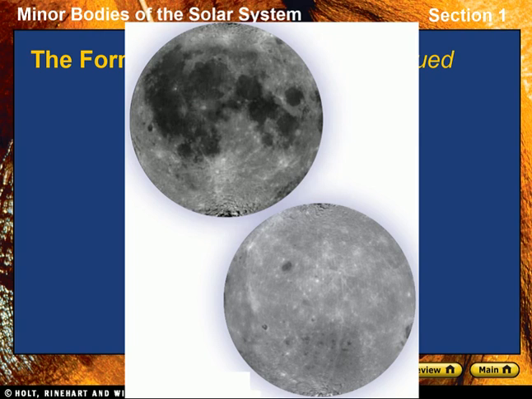Because the moon's crust is thinner on the near side than on the far side, much more lava flowed onto the surface on the near side than onto the surface of the far side of the moon. The near side of the moon has several smooth maria, but the far side has few maria and many more craters, as is shown on the screen here.